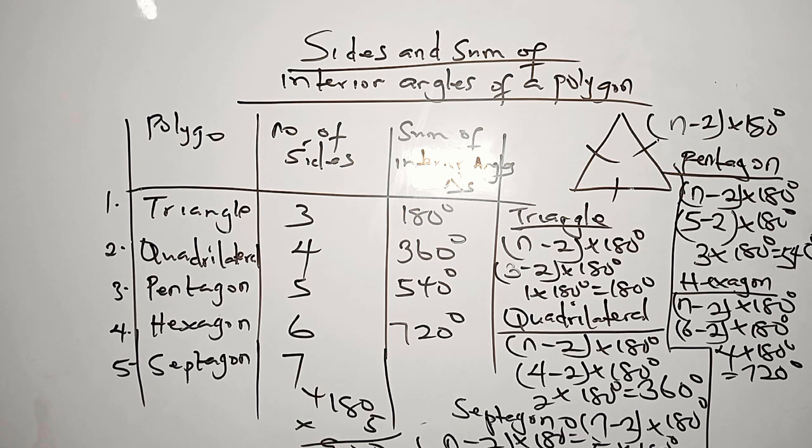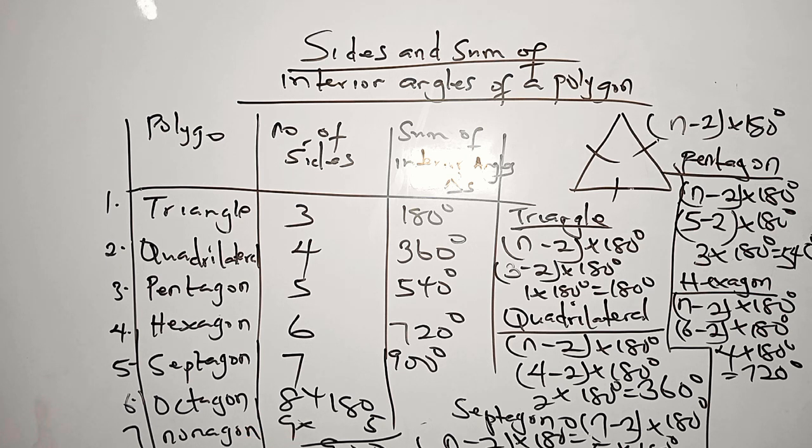So we have this to be 900 degrees, which stands for the total sum of the interior angles of a heptagon. The same thing applies when we have other polygons, and we can easily determine the sizes and the sum of their interior angles. Other polygons include the octagon, which is an 8-sided shape, the nonagon, which is a 9-sided shape, and the decagon, which is a 10-sided shape, etc.